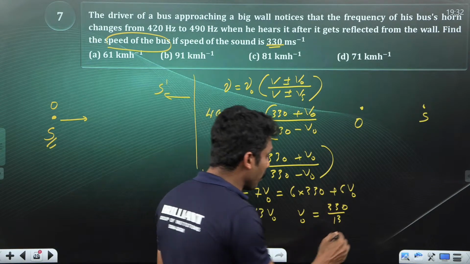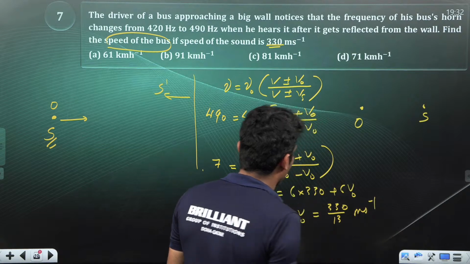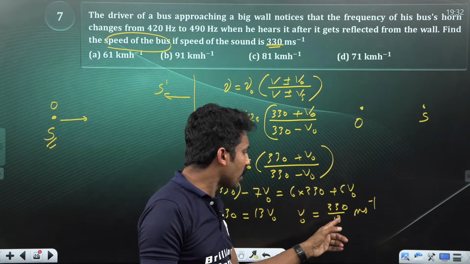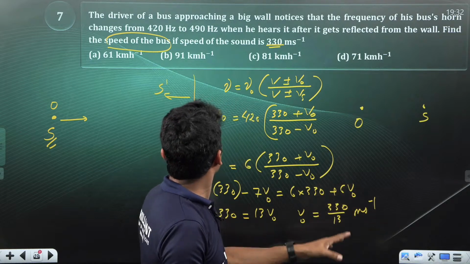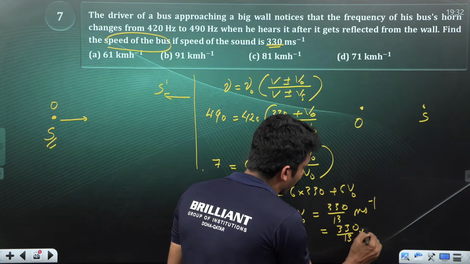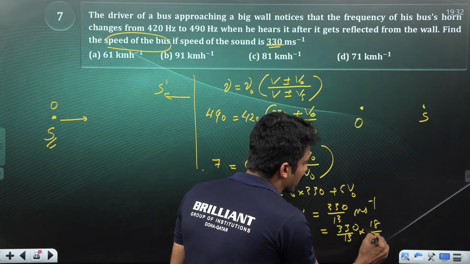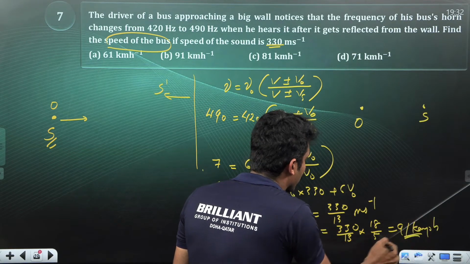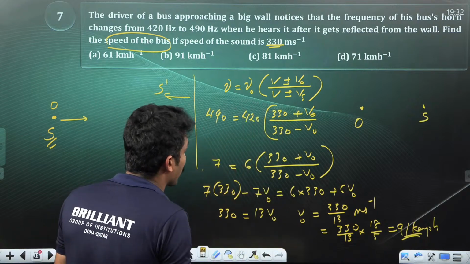This is only in meter per second. Okay, meter per second, and you convert it into kilometer per hour. You convert it into kilometer per hour by how? By multiplying with 18 by 5. 18 by 5, we get this answer as 91 kilometer per hour. Calculation is up to you. We are not spending much time on that.